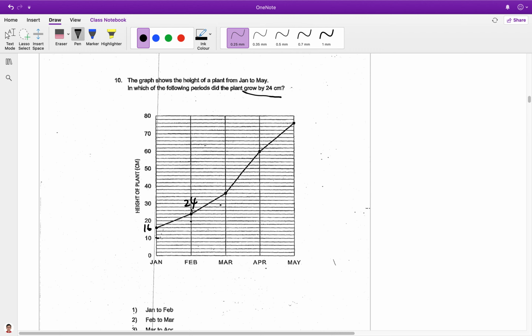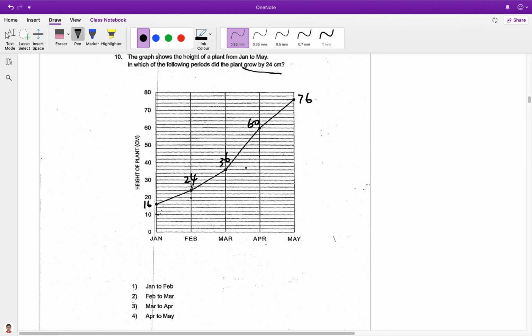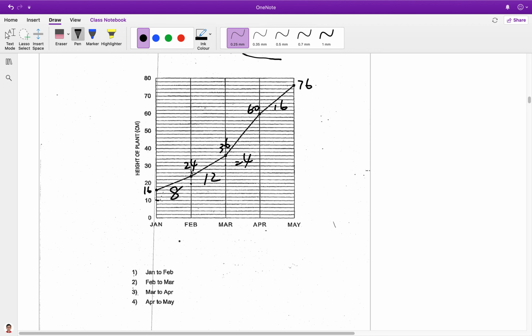And here we have 30, 1, 2, 3, 36. And here we have 60 exactly, right? And here this is 80, minus 2 units, 76. So which one is 24? This one minus this one is 24, right? This one 12, this one 8, this one 16. So very clear, this part is 24. So it's from March to April.